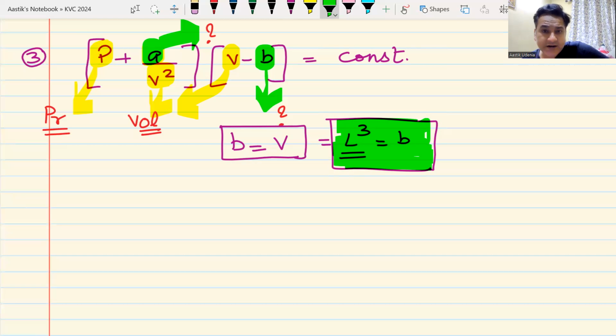We can only add or subtract quantities which are the same. Volume can only be added to volume. Pressure can only be added to pressure. Volume can only be subtracted from volume. So B has to have the same dimension as volume because B is getting subtracted from volume. Do we understand this?